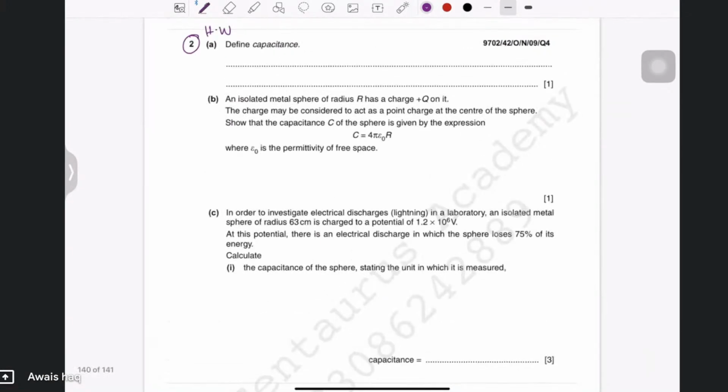Okay. It says in order to investigate electrical discharge lightning in a laboratory, an isolated metal sphere of radius is charged to a potential this. At this potential, there is an electrical discharge which causes the sphere to lose 75% of its energy. Calculate the capacitance of the sphere, stating its unit. So in this one, you need energy is equal to half CV squared.